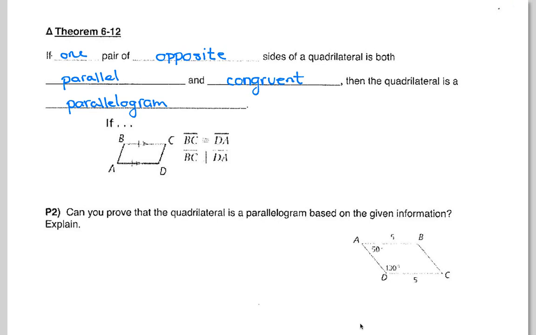612. If one pair of opposite sides of a quadrilateral is both parallel and congruent, then it's a parallelogram. So in the past, we've needed both pairs to be congruent. Now they're saying if this is not only congruent, but also parallel, then basically it's going to deem the other side to be congruent as well. So you only need one pair for theorem 612.